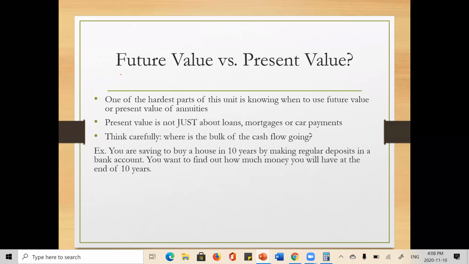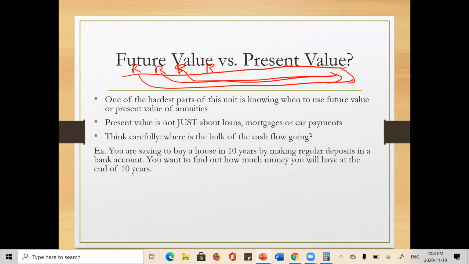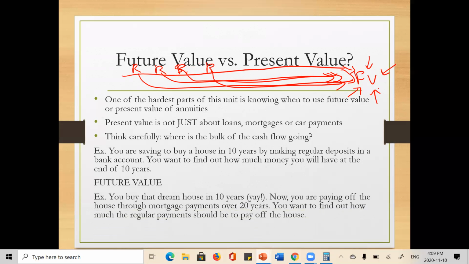In this case, you're talking about regular payments being made so that your goal is to get a certain big chunk of money at the very end, right? So this would be future value, because all the payments, all the cash flow here, is going towards the future. Present value is going the other way around. If we look at this example, you're still saving, let's say it's a house example, but in this case you bought the house and now you end up with something called a mortgage.